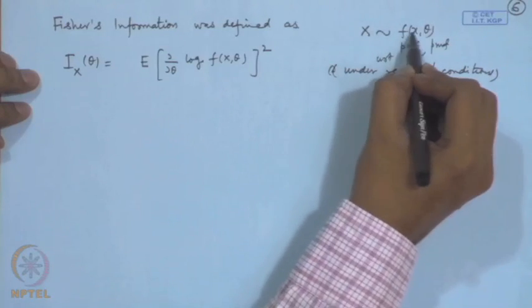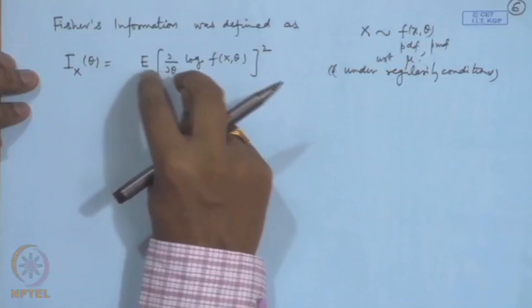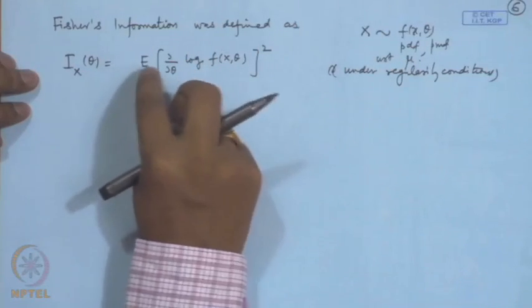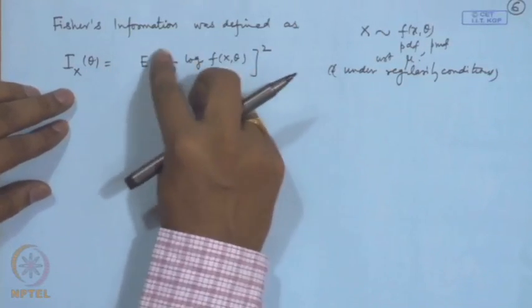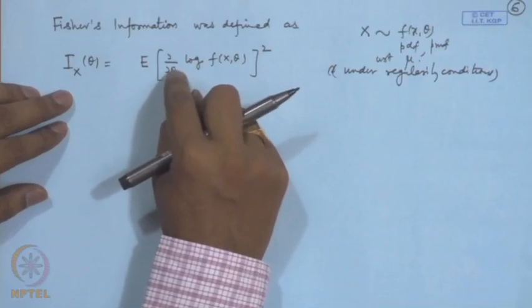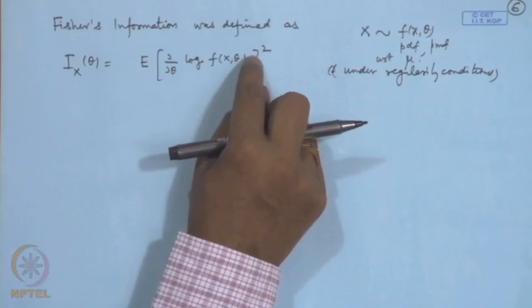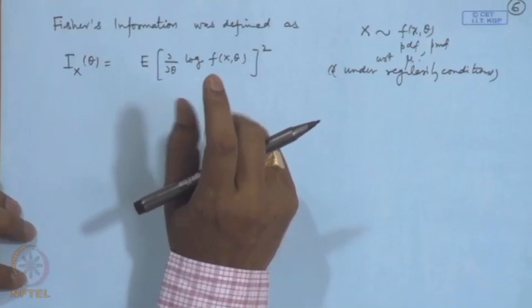If the distribution of x is f(x, theta), then the information measure, Fisher's information in x about theta, is defined as the expectation of (del by del theta log of f(x, theta)) squared.